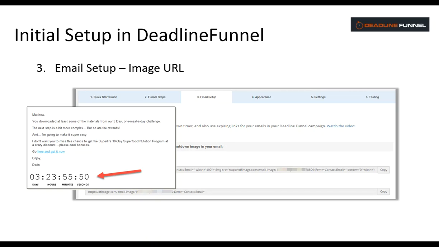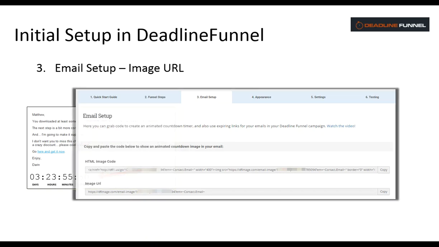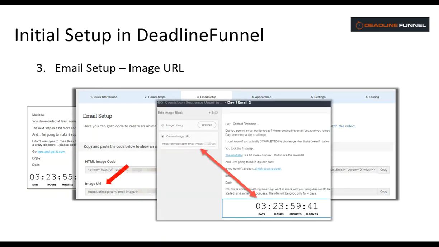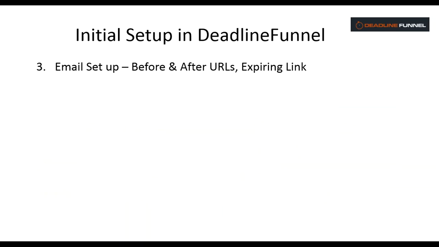So DeadlineFunnel gives us the image URL for our emails, right? And back in the email builder, we drop in an image and we choose custom image URL. And then we pop in the URL that DeadlineFunnel gave us. Really easy. So next step.